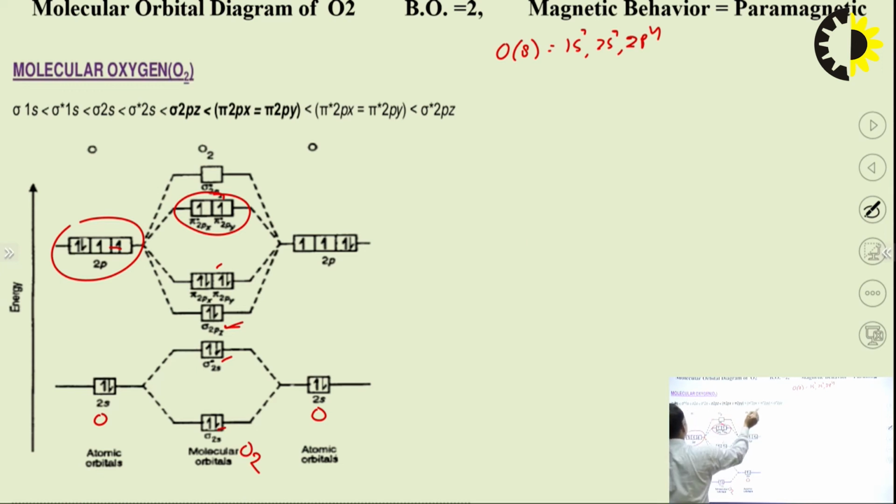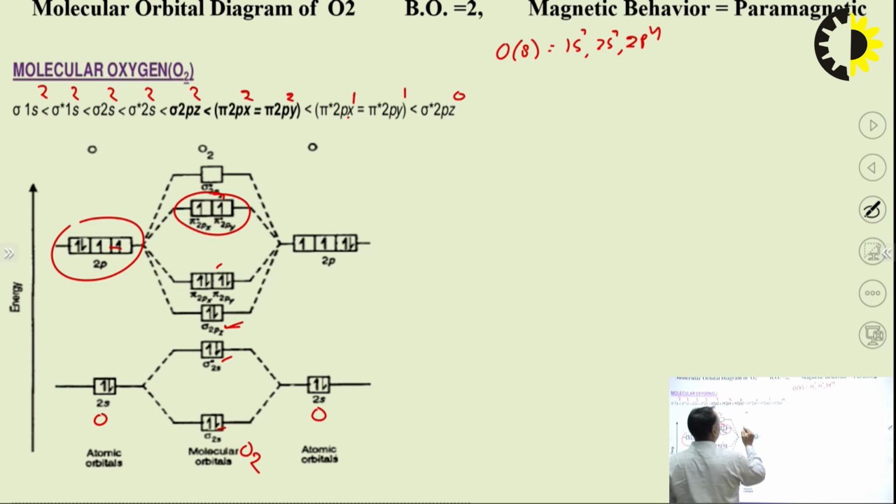So the configuration will be sigma 1s2, sigma star 1s2, sigma 2s2, sigma star 2s2, sigma 2pz2, pi 2px2, pi 2py2, and then pi star 2px1 and pi star 2py1. I am trying to write down here 2, 2, 2, 2, 1, 1, 1, 1, 2, 2, and this is 0. Okay. So if you will see here, the electrons are unpaired, hence this is basically paramagnetic.